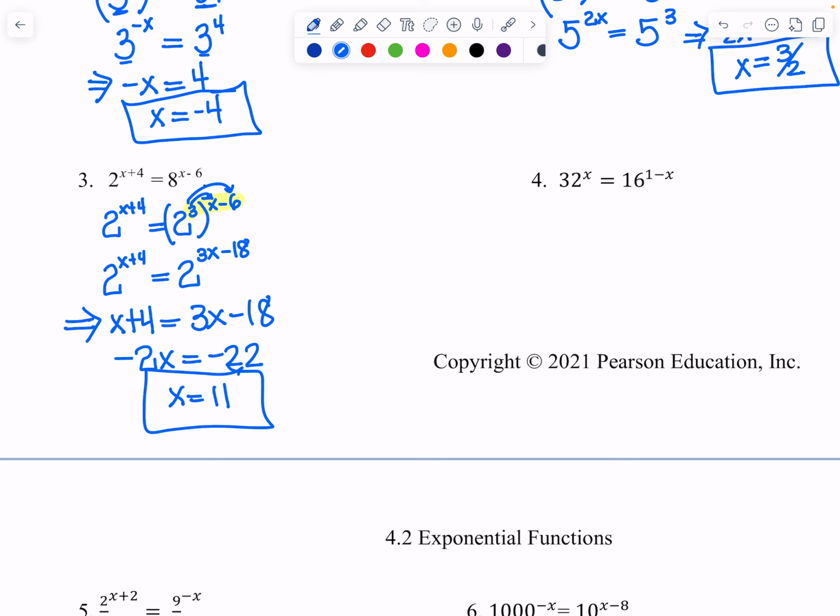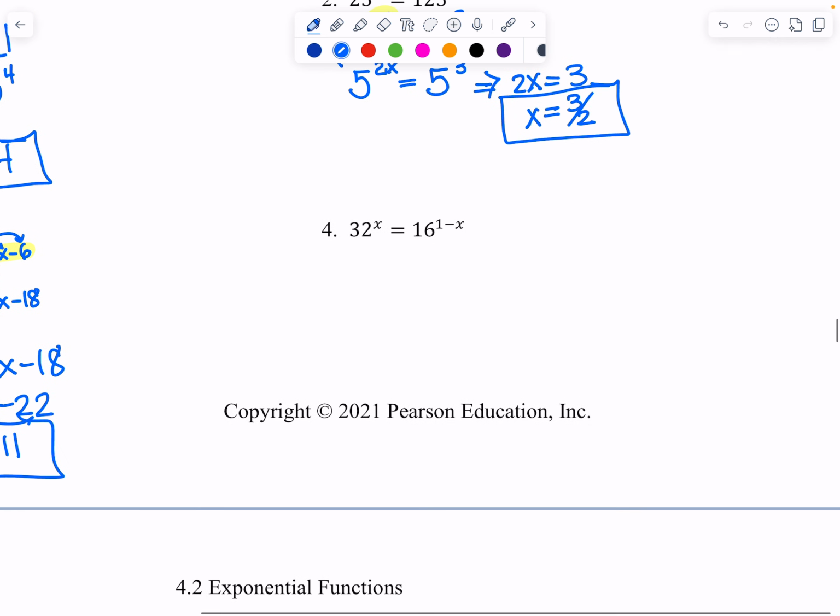Next one, number 4. 32 raised to the x equals 16 raised to the 1 over x. We need a base, you all. I need some number that when I raise it to a power, it's going to give me the number on the left. I'm going to take that same number, raise it to another power, and I'm going to get the number on the right.